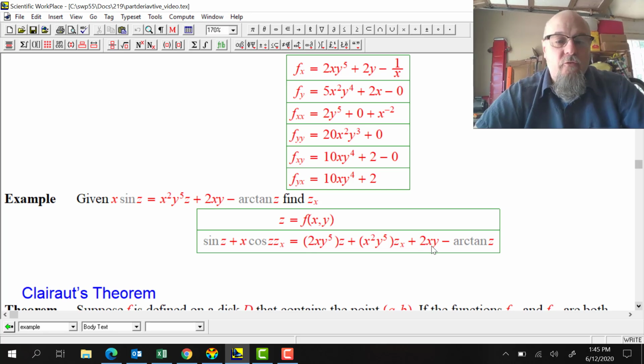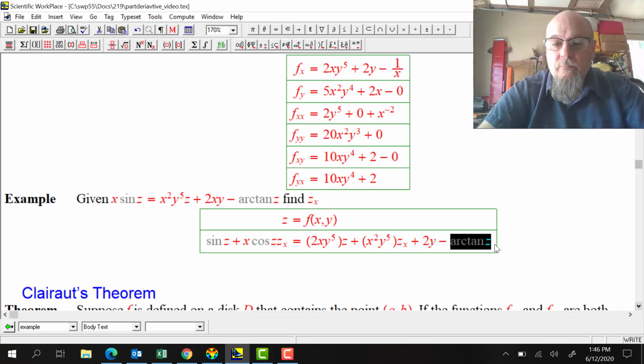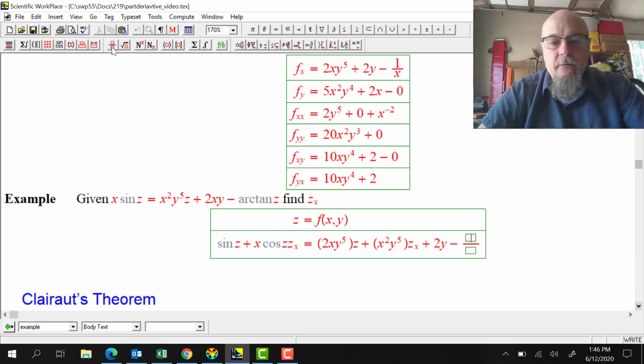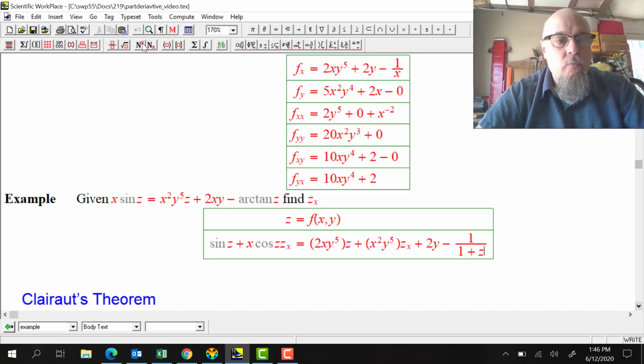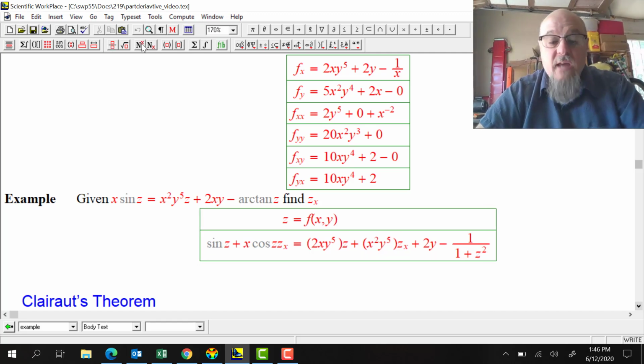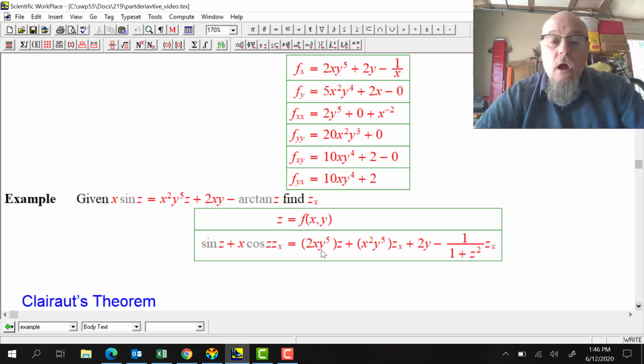All right, now I got to differentiate. This one's more straightforward because it's just differentiating with respect to x. Y is a constant. And here's another chain rule. The derivative of arctan z, that's going to be 1 over 1 plus z squared times z sub x, implicit differentiation. All right, I'm not done yet. I've differentiated all of this. I got to solve for z sub x.